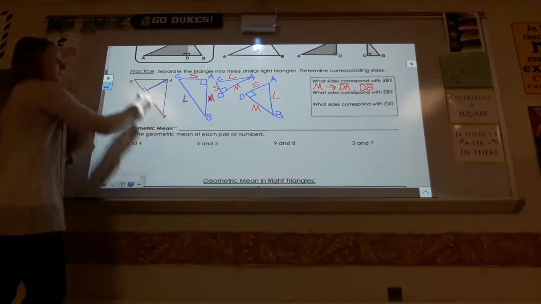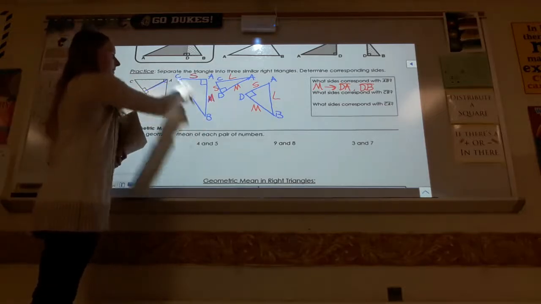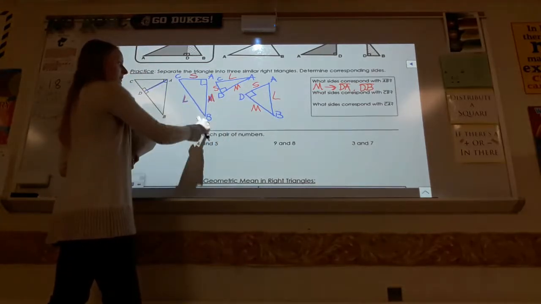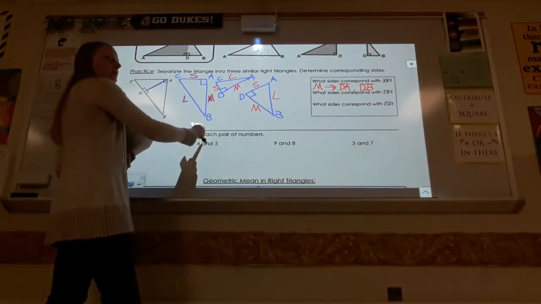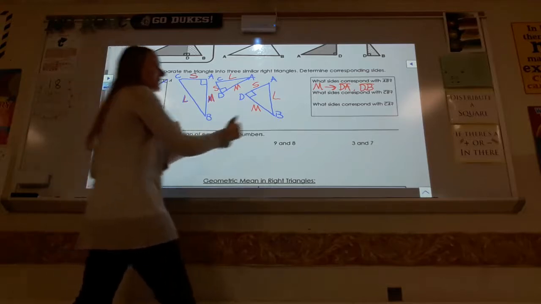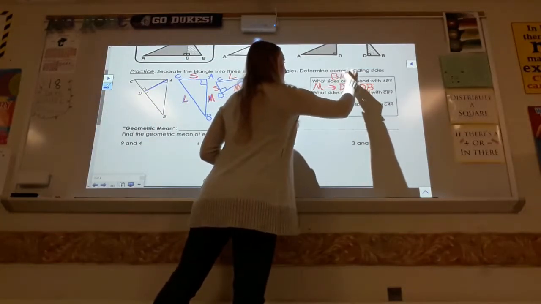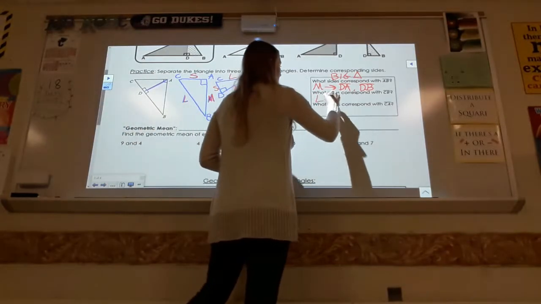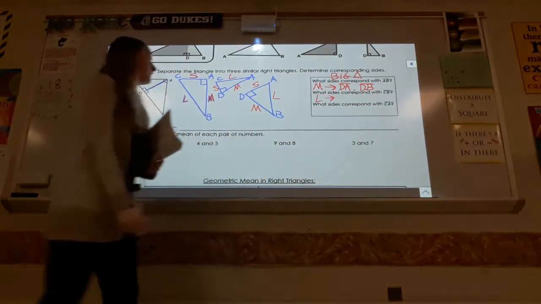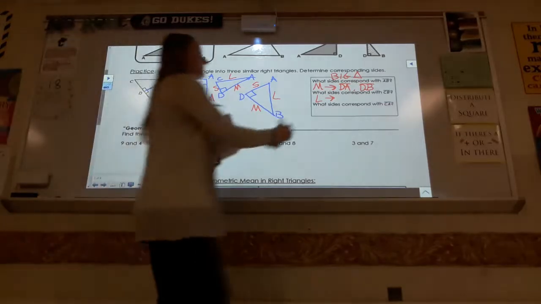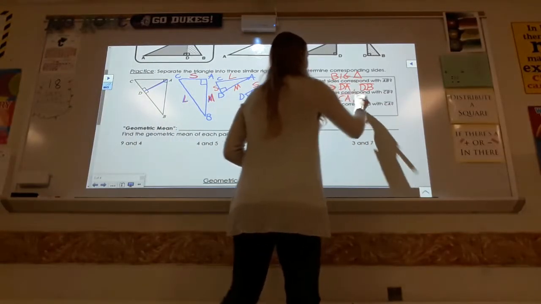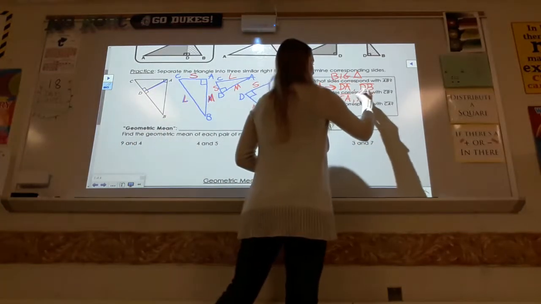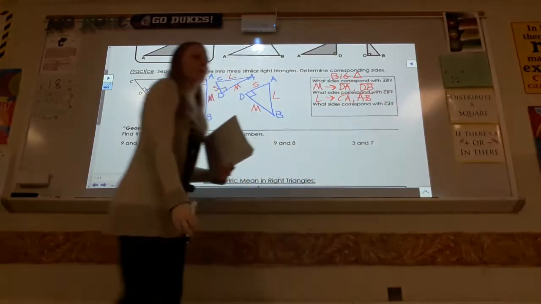Right, in the big triangle, CB is right here. What letter is that? L. CB. Oh, look at the big triangle. Yes, we are always looking at the big triangle. You want to write that down? Alright, CB in the big triangle is the longest side. So now we're just looking for all the other L's. CA. What's the L on this one? AB. So all those sides are corresponding.